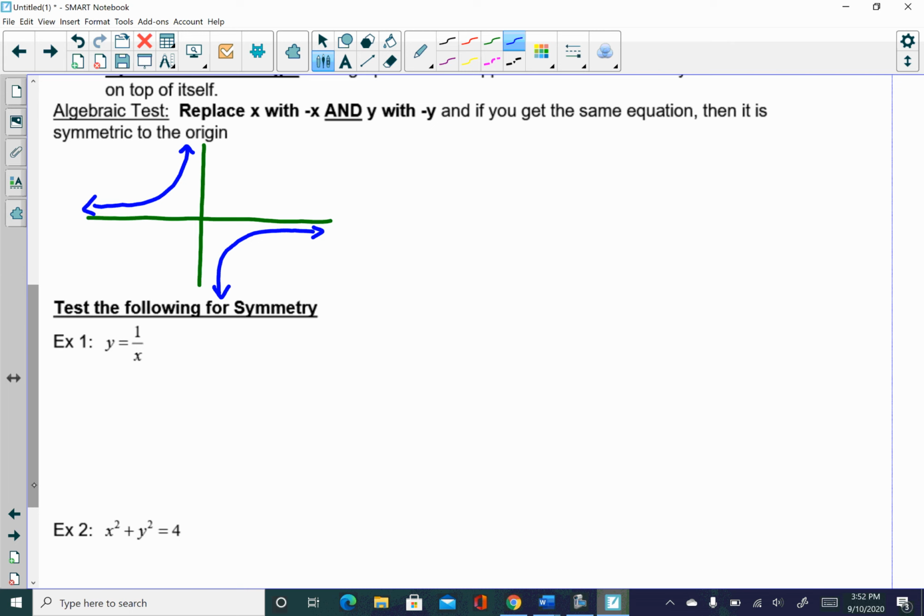I'm going to do example 1 with you. And I'm testing for symmetry. I'm going to test all 3 so you can see, because it is possible for a function to be symmetric to more than one. The graphs that I just showed you here are only symmetric to one axis, but there are examples where you can be symmetric to more than one.